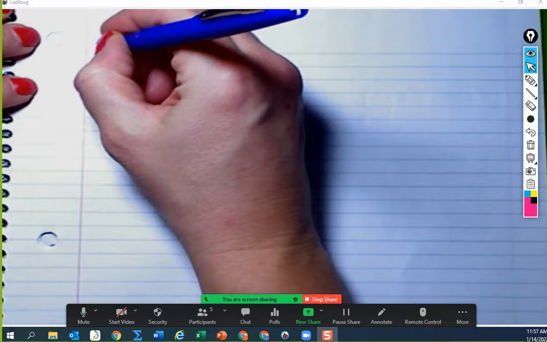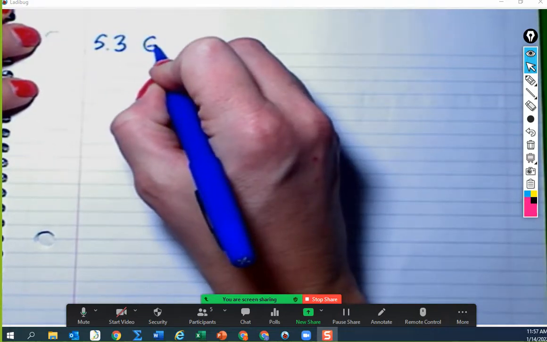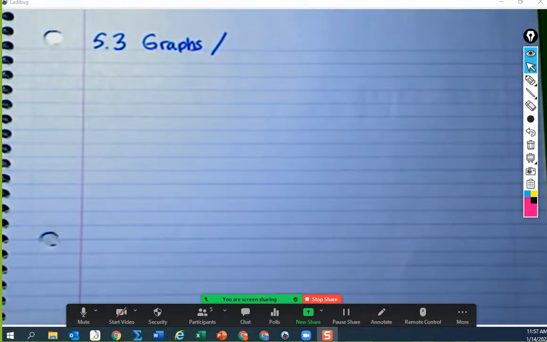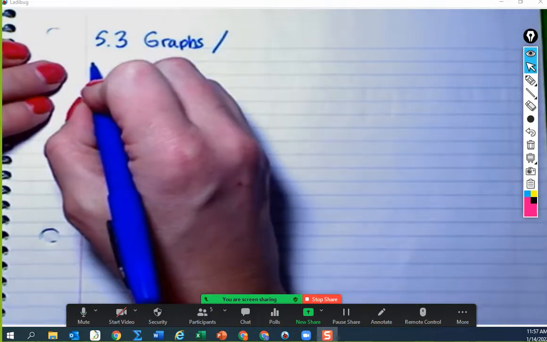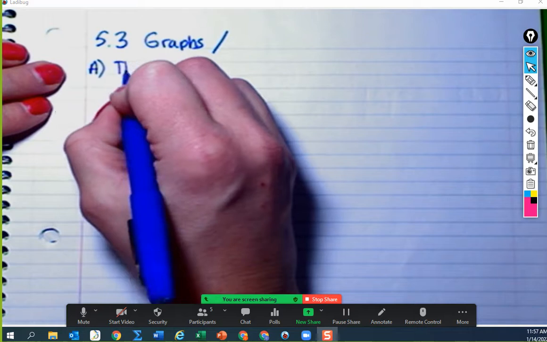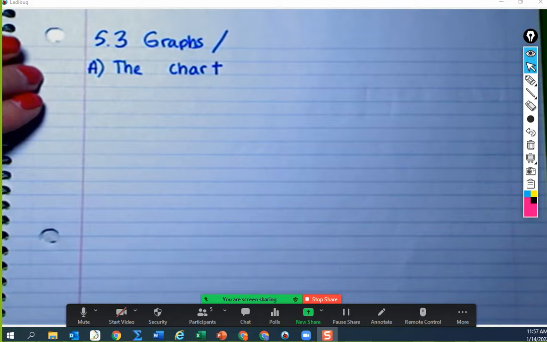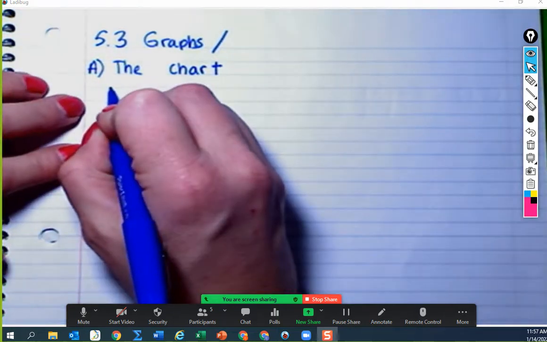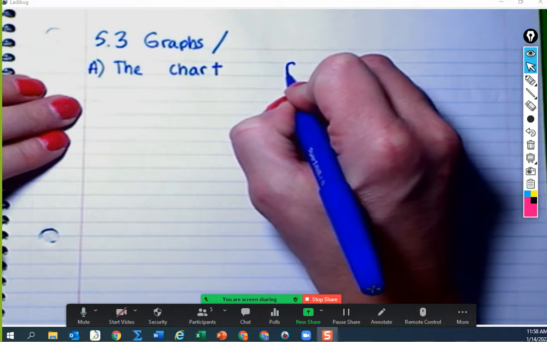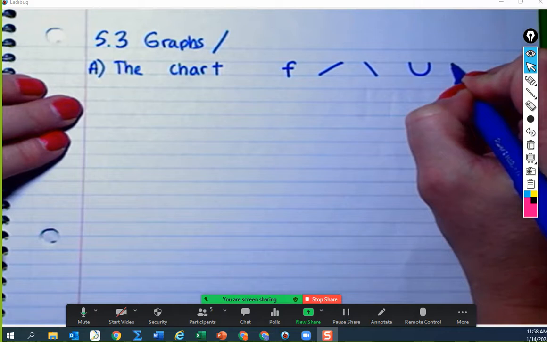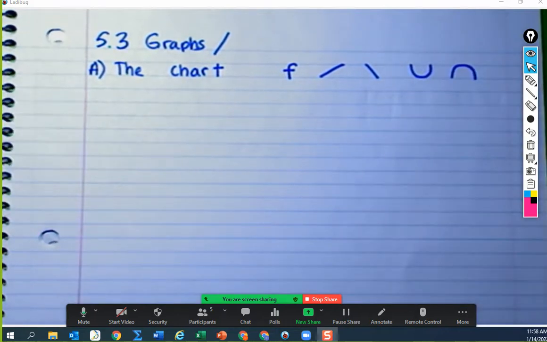Okay, 5.3. This is when we're going to start looking at some graphs and we're going to put everything together. So we're going to start with the fun chart. The chart. We're going to have 3 rows to the chart. It's going to go F, and it's going to look like this, concave up, concave down. So it looks like it spells the word fun. The fun chart.